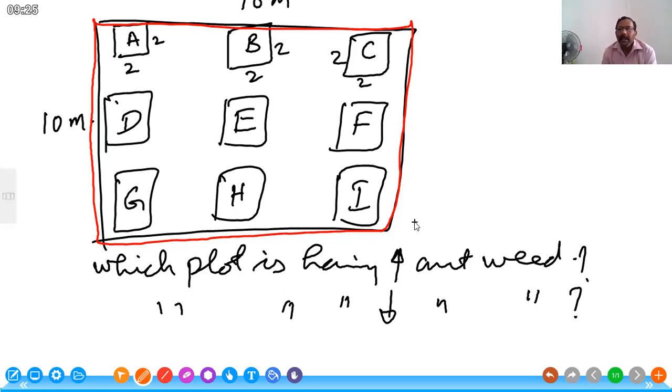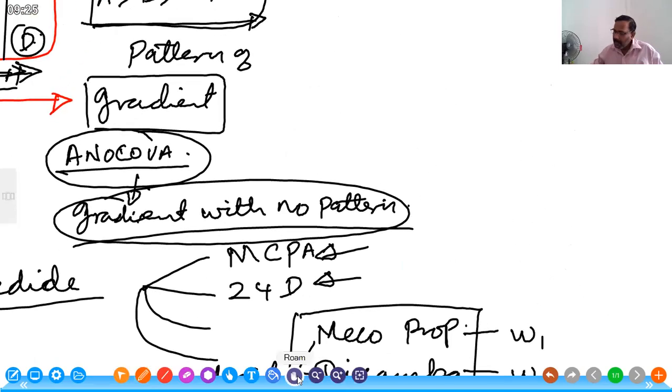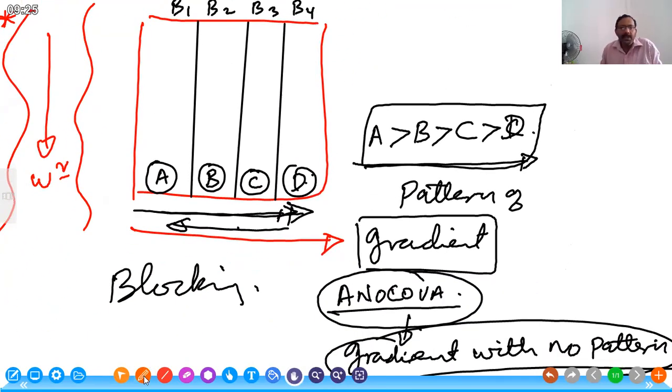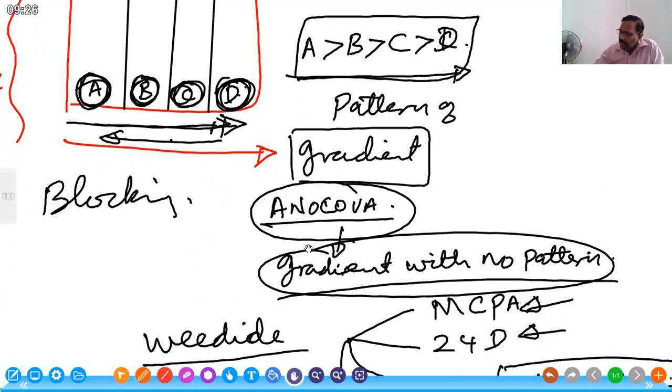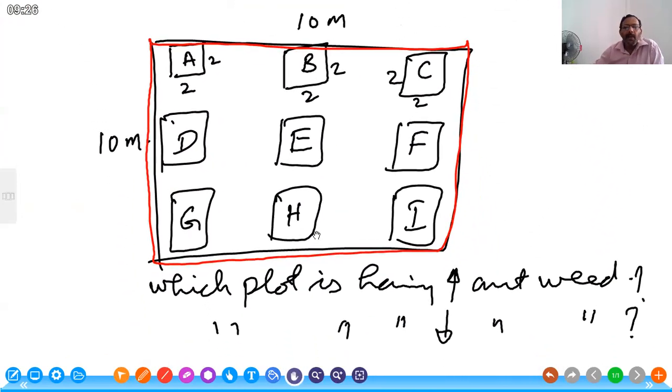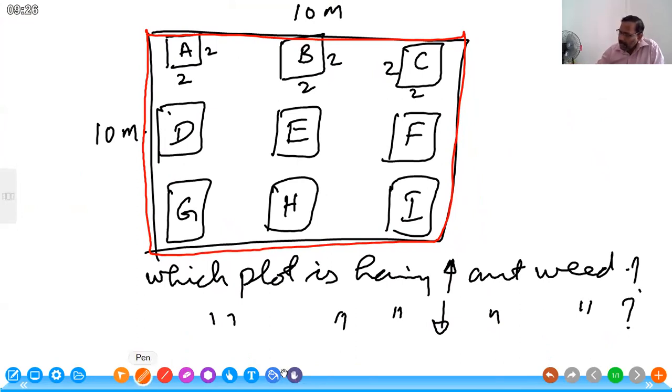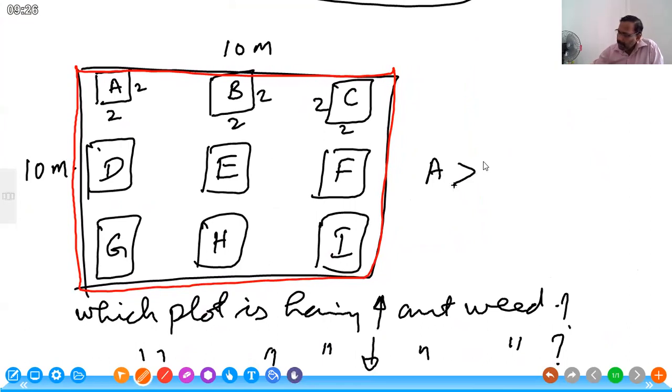Then we can argue that. But among these, which one is having the highest weed? In the earlier case, I asked which one is having high moisture. A is having high moisture, B is next to A, C is next to B, D is next to C. Because here we can rank, we can say A, B, C, D is the order. Now tell me what is the order here. Can we say A is having high, then B, C, F, I? Can I say like that? Yes or no?